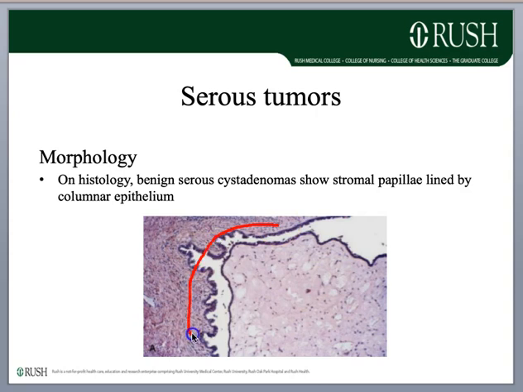Remember, these are generally tall, columnar and ciliated, just like the normal epithelium of the fallopian tube. In areas which may have small papillae, there is stroma that's lined by columnar epithelium that is generally one cell layer thick and shows no mitotic activity.